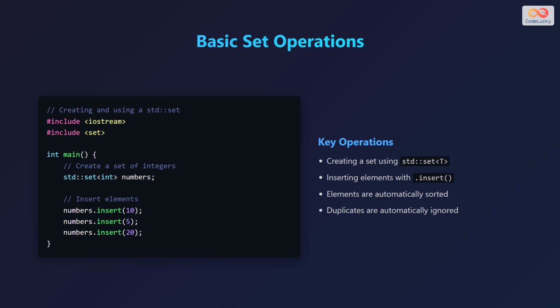You can insert elements into the set using the insert method. For example, numbers.insert(10), numbers.insert(5), numbers.insert(20). The elements are automatically sorted upon insertion, and any duplicate insertions will simply be ignored. This code demonstrates how to create a set of integers and insert elements into it.